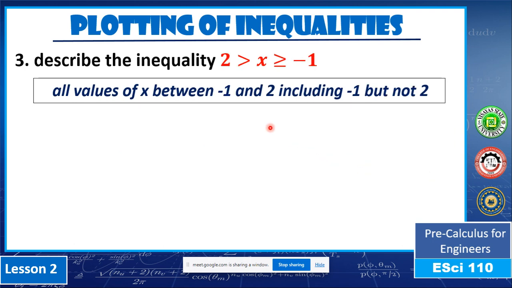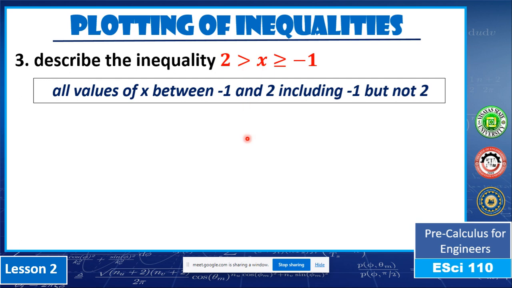The next example, we have a combination. So two, a double inequality. How are we going to interpret or plot this one? We have 2 greater than x, and x is also greater than or equal to -1. On the left side, we have a strict inequality, so 2 is not included. On the right side, we have a non-strict, meaning -1 is included. Meaning these are values of x between the range of 2 and -1, including -1 but not 2. Why? Because this part right here is a strict inequality.